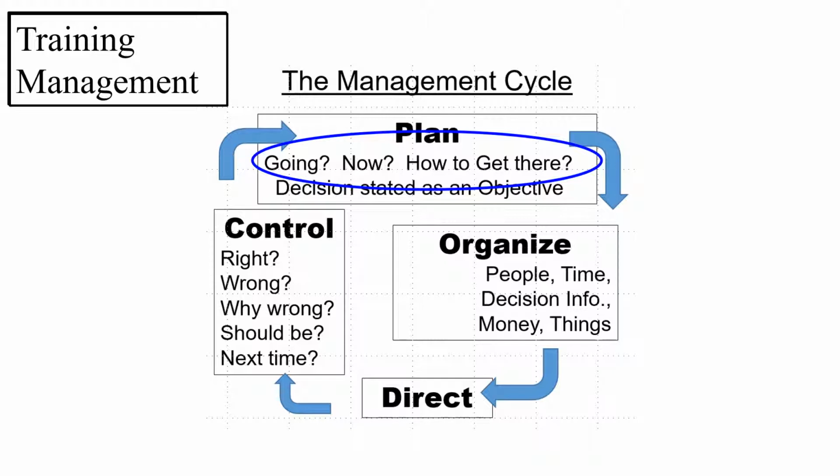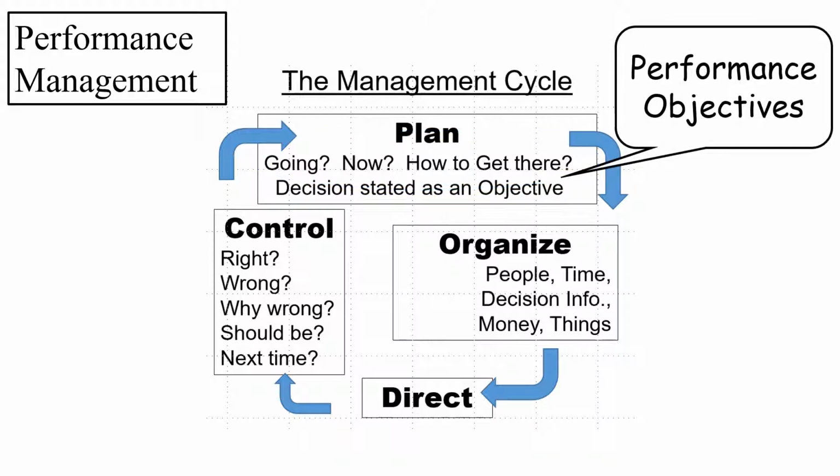In our previous textbook chapter, number 7, on training management, we learned to use the management cycle. We're going to use the same management cycle now to discuss Chapter 8 and performance management. In the blue circle, under planning, we have to ask the 3 planning questions. Where are we going? Where are we now? And how are we going to get there? That leads us to make a decision stated as an objective. But because we're discussing performance management, these are going to be performance objectives.